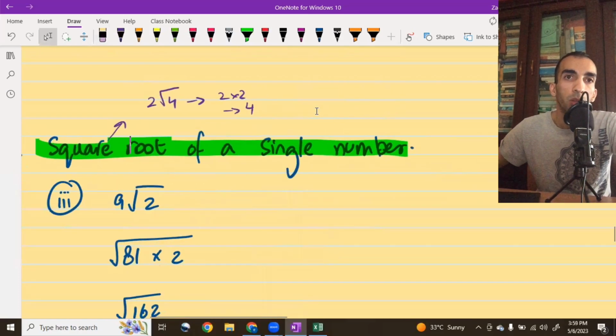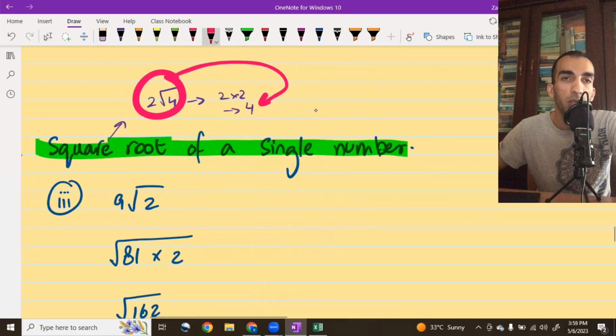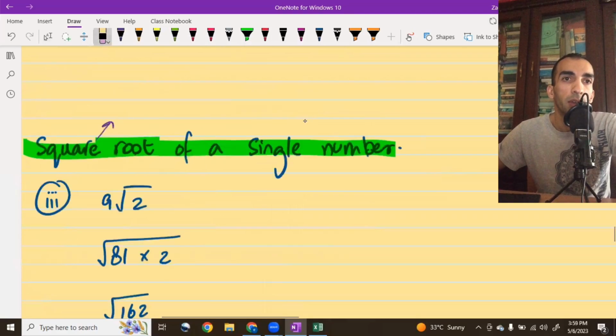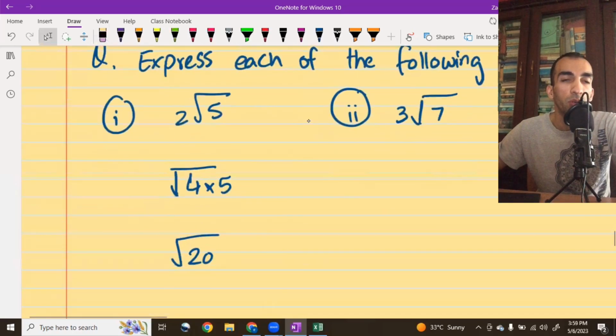Instead of the answer looking like this, it should only look like this. For instance, square root of a single number. So there should not be any number out here. The first question that we have is 2 square root of 5.